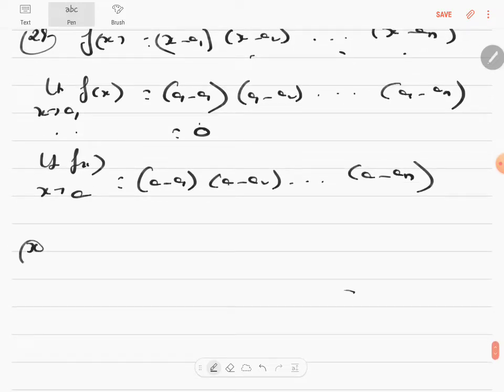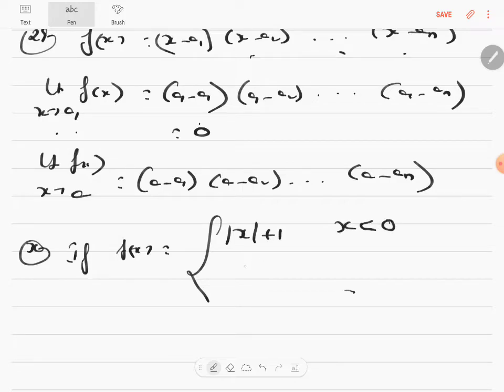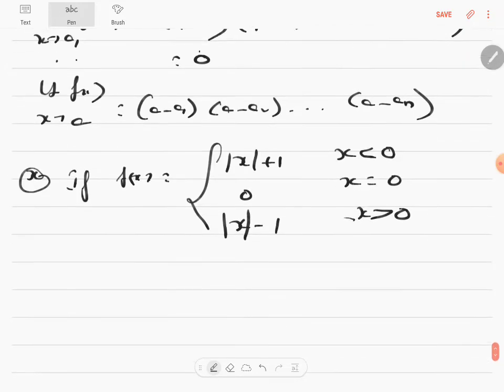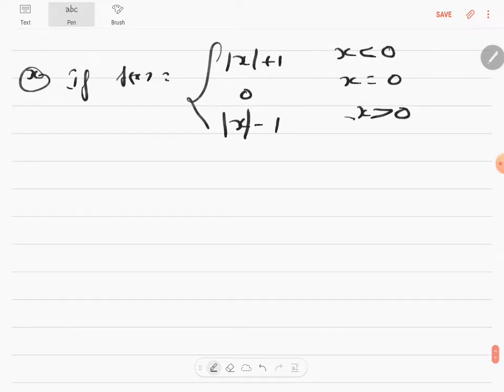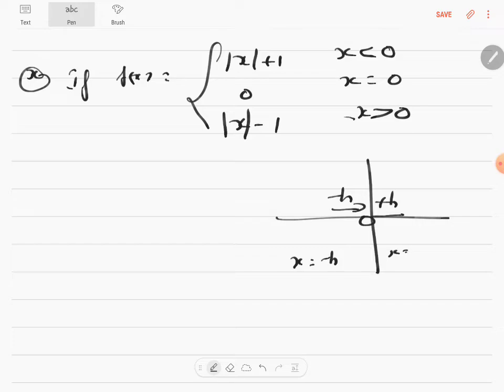30th question. If f of x is equal to mod x plus 1 if x is less than 0, and 0 when x is equal to 0, and mod x minus 1 when x is greater than 0. Okay, how are we going to do this? x is less than 0 means x is equal to minus h, x is greater than 0 means x is equal to plus h.